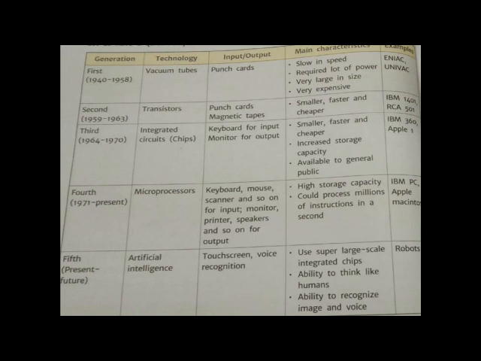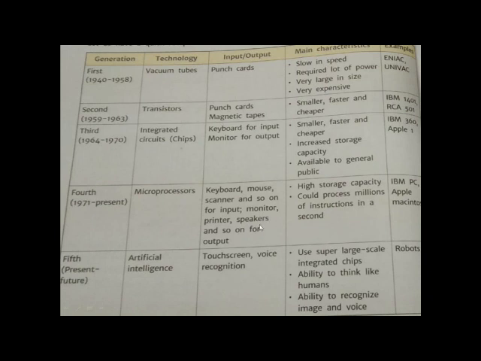Okay, and first generation computers used punch cards to input and output data. Second generation computers used punch cards and magnetic tapes. Third generation computers used keyboard for input and monitor for output. And fourth generation computers use keyboard, mouse and scanner to input data, monitor, printer, speaker, etc. to output data.